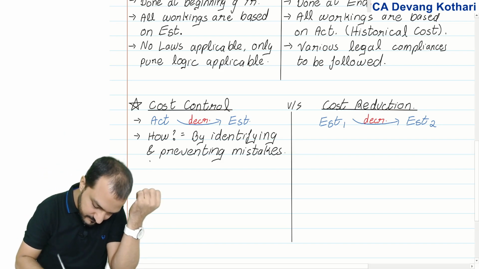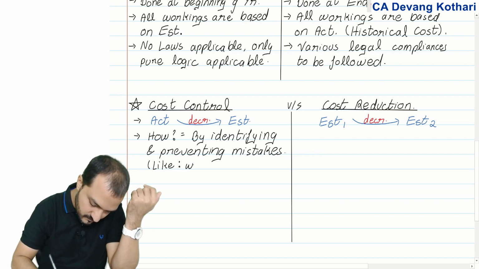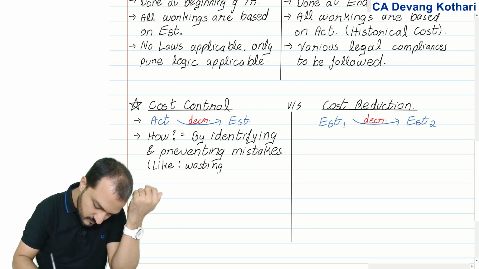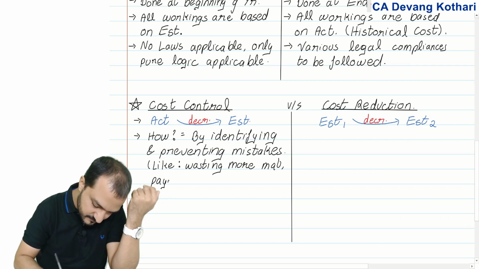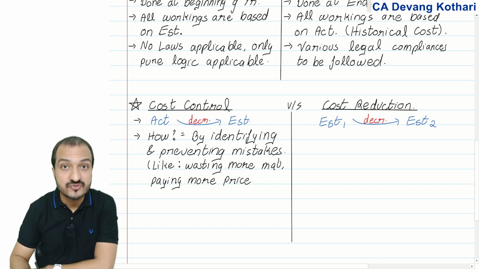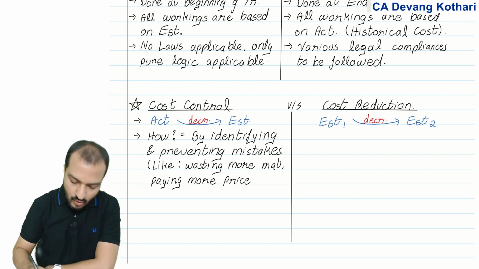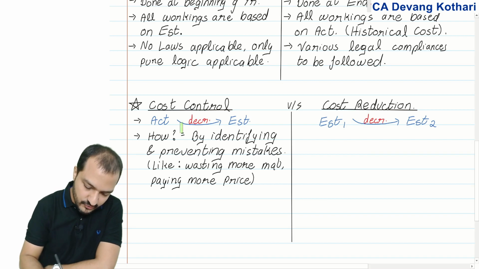Mistakes like, what kind of mistakes? Mistakes like wasting more material, mistakes like paying more price, mistakes like wasting time of labor, paying more rate of wages to the labor, wasting more electricity. All these are the mistakes which you try to prevent next year. That is called cost control.